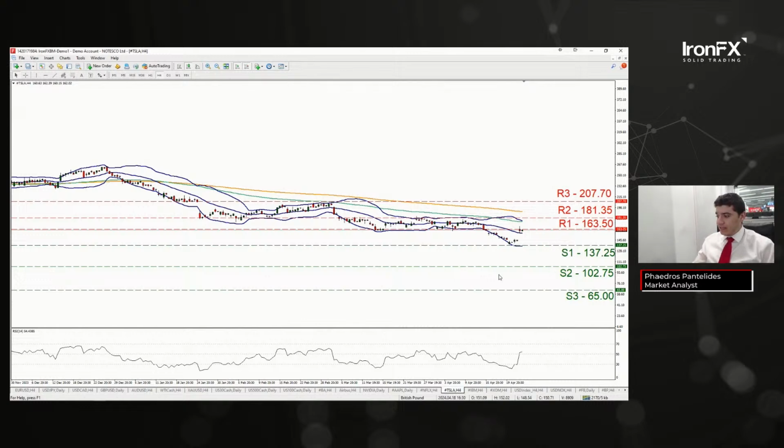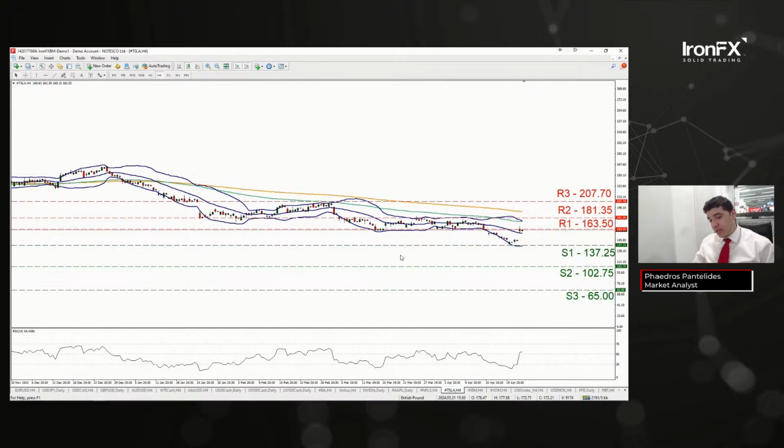Now, I would maintain a sideways bias between roughly S1 and R1. If it breaks above R1, sideways between S1 and R2. Bullish outlook would have to actually meet R3 or make a clear break above R2. Bearish outlook, simply breaking below S1 would be sufficient.